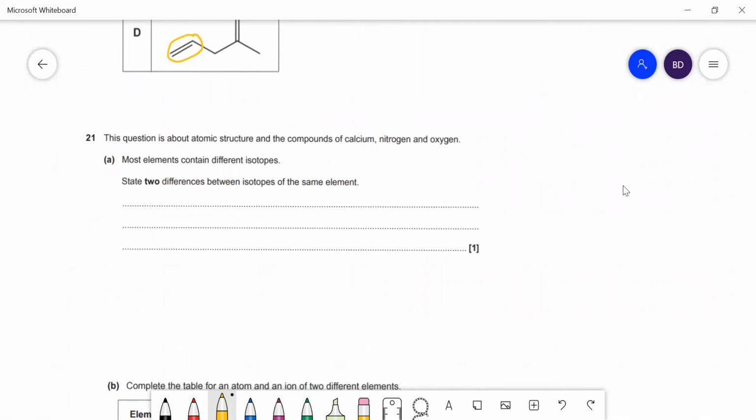Atomic structure, question 21. A question about atomic structure and the compounds of calcium, nitrogen, and oxygen. Most elements contain different isotopes. Give two differences between isotopes of the same element. Right, the most obvious, the easy one, is a different number of neutrons.